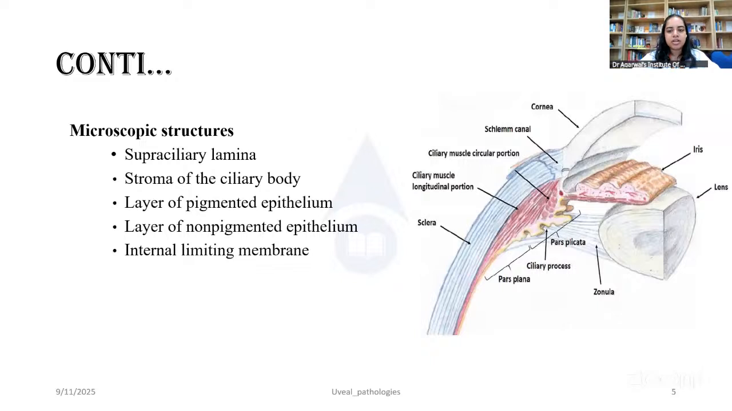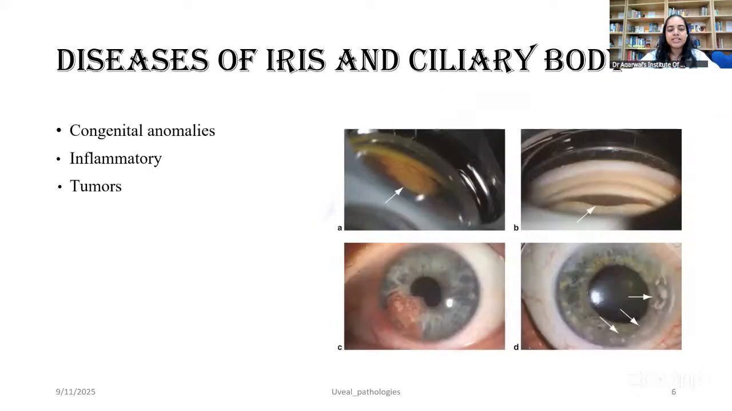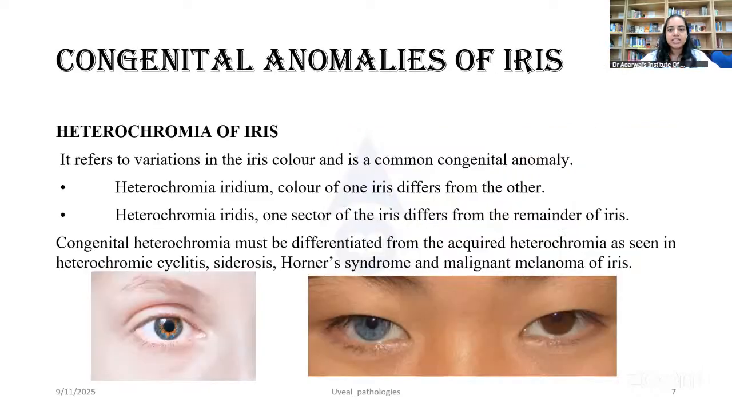The microscopic structures of the ciliary body are the supraciliary lamina, stroma of the ciliary body, layer of pigmented epithelium, layer of non-pigmented epithelium, and internal limiting membrane. The diseases of the iris and ciliary body are categorized into three types: congenital anomalies, inflammatory, and the tumors. Congenital anomaly of the iris: heterochromia of the iris. It refers to variations in the iris color and is a common congenital anomaly. Heterochromia iridum: the color of one iris differs from the other. Heterochromia iridis: one sector of the iris differs from the remainder of the iris.